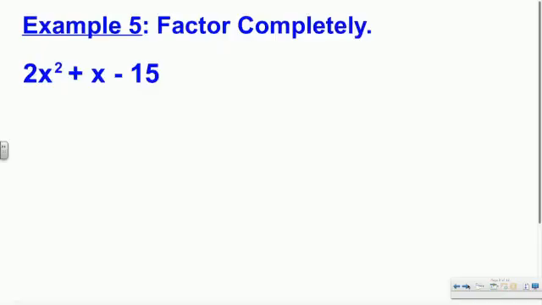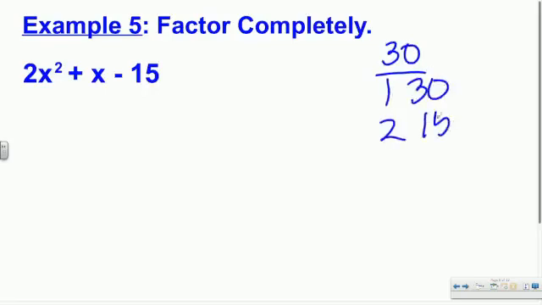Let's continue. Got one more here. All right. So you remember the first step? Good. Multiply A and C together. So 2 times 15, because I'm going to ignore the sign for a second, is 30. So I'm going to factor 30. So 1 times 30, 2 times 15, 3 times 10, and 5 times 6. And that's it for 30.